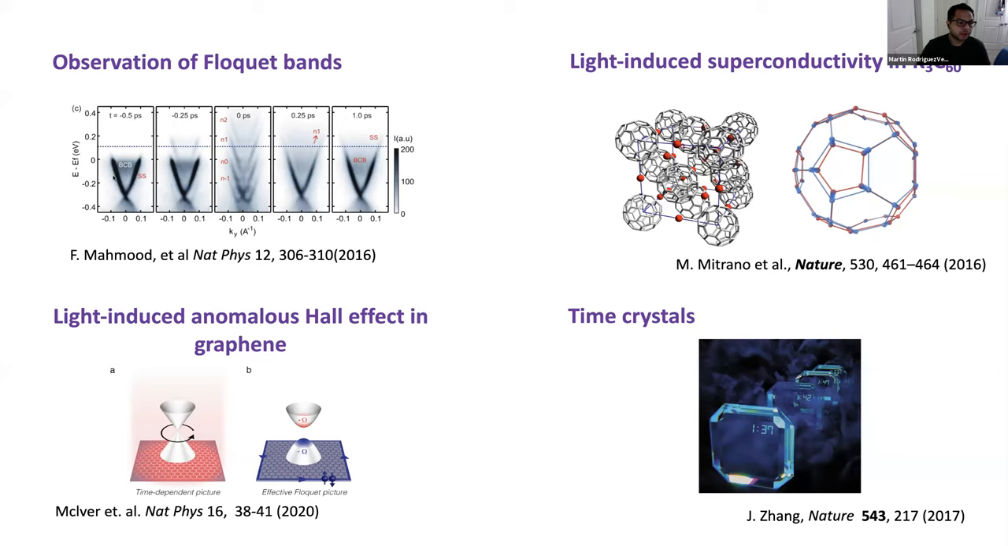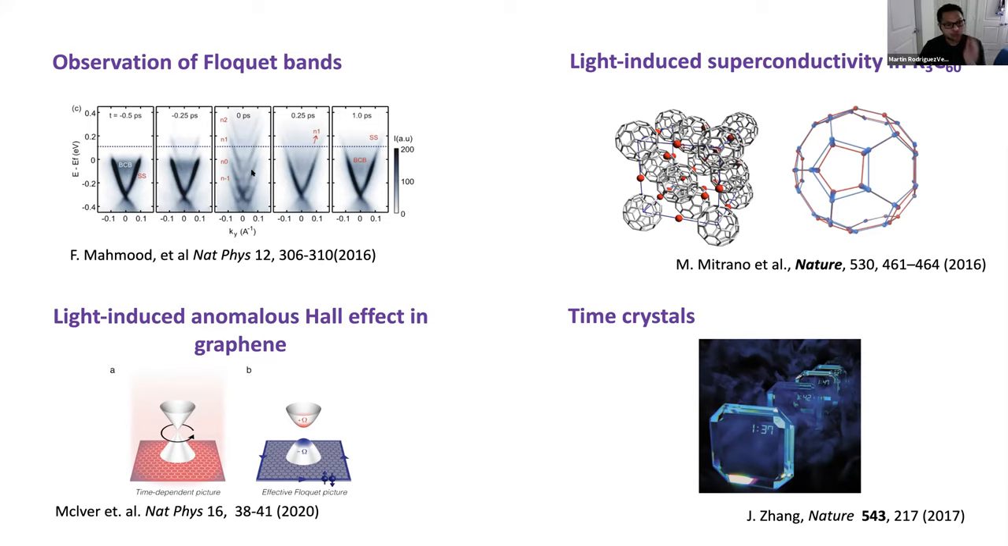It's ARPES measurements on bismuth selenide. As you know, this system has a Dirac cone near the Fermi level. And as you send a laser pulse to the sample, you can see the formation of these side bands that basically replicate this cone. And when this pulse has gone by, the system comes back to equilibrium. So this central picture is one of the hallmarks of Floquet physics in the band structure.